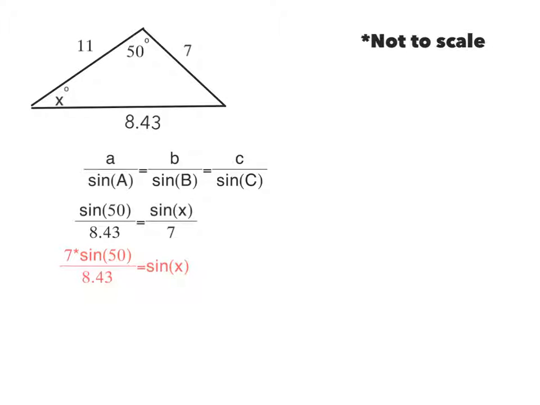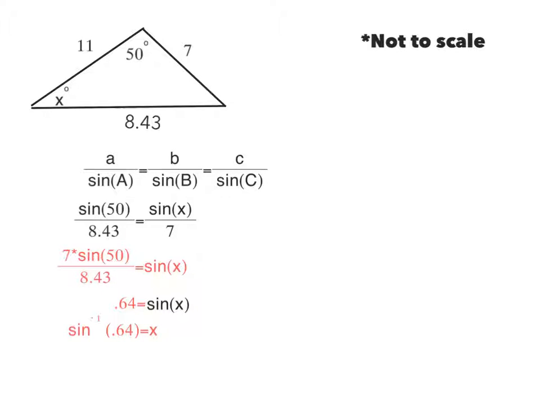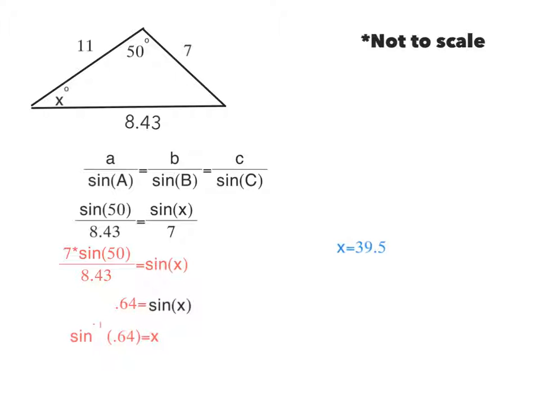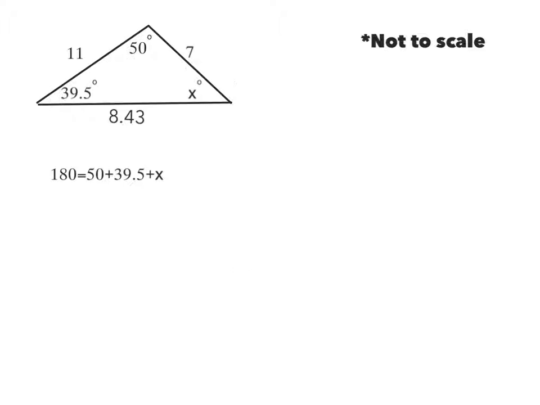We then multiply by 7 on both sides to get sine of x by itself. We then simplify the equation to get 0.46 equals sine of x. Then we take the arcsine of both sides to get x by itself. Finally, we find that x equals 39.5 degrees. Now that we used the law of sines to find our second angle, all we need to do is find our third angle and we'll have completed this triangle.